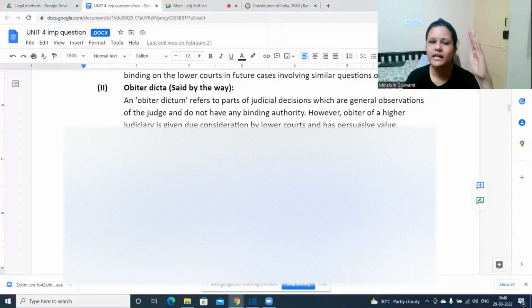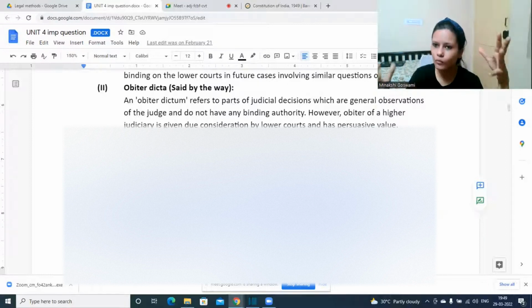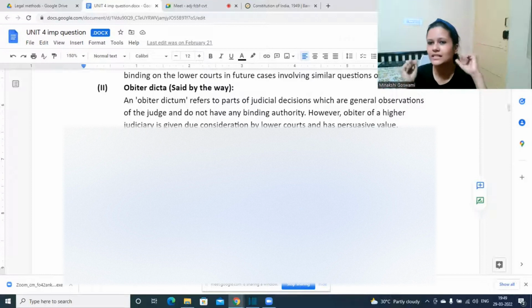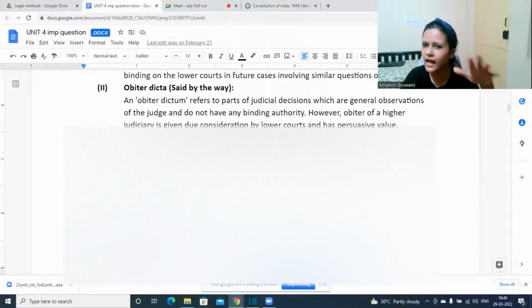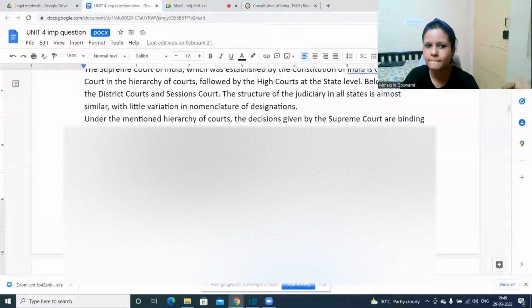But in case a decision is given by 5 judges of the Supreme Court, it would be binding on benches of fewer than 5 judges. So we take into consideration the bench that has given the decision. The Supreme Court will be bound by its own decision only if it is given by a larger bench. To a smaller bench, it would be binding. Otherwise, the Supreme Court's decision will be binding on all courts across India.